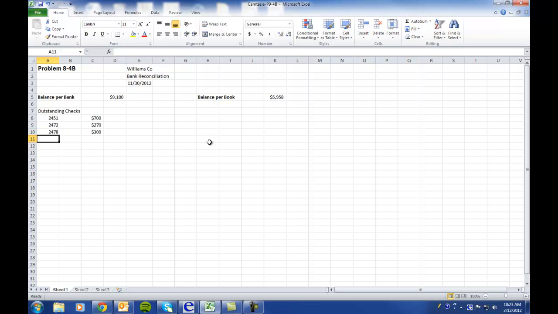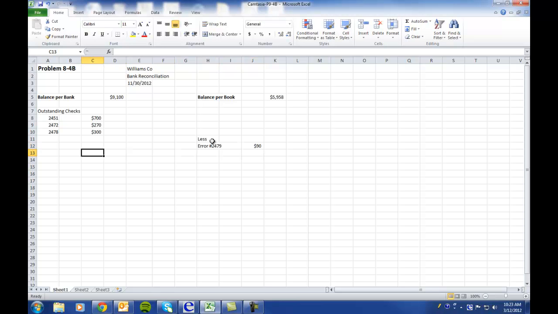Okay, so we're going to subtract this out because the actual amount of this payment is more than what was listed in the cash payments journal. Okay, so we want to subtract this error out. So we say less error for check number 2479. Okay, so this was for $90.